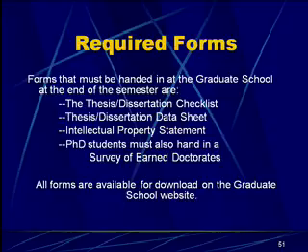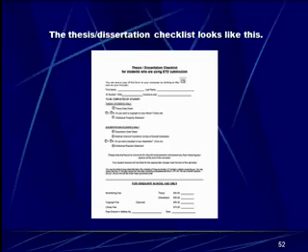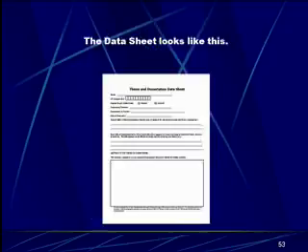When your document is accepted as complete, the email you receive will tell you it is time to submit the final paperwork. You may submit this paperwork to the graduate school at that time. The checklist to submit at the end of the semester looks like this. The picture below shows what the data sheet looks like. The information on it is used for cataloging by the UTA library.